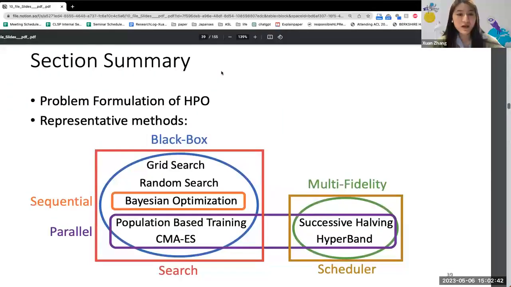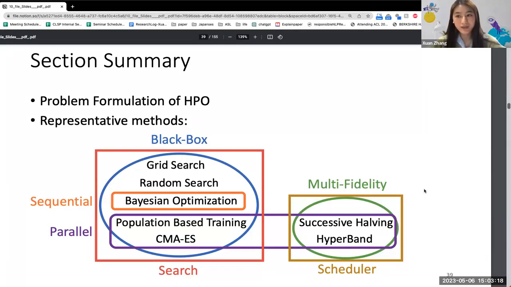So that wraps up this section. We've gone over the problem formulation of HPO, where the main goal is to find the optimal hyperparameters using fewer searches. And we also explored a variety of representative methods, which can be grouped into different categories. Ultimately, it's up to users, it's up to us, it's up to you to decide which method or methods are best suited for your needs in practice.